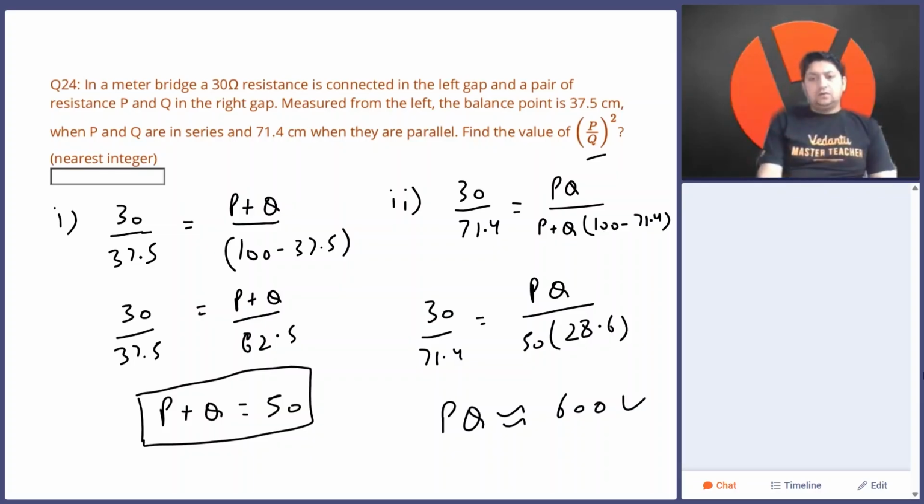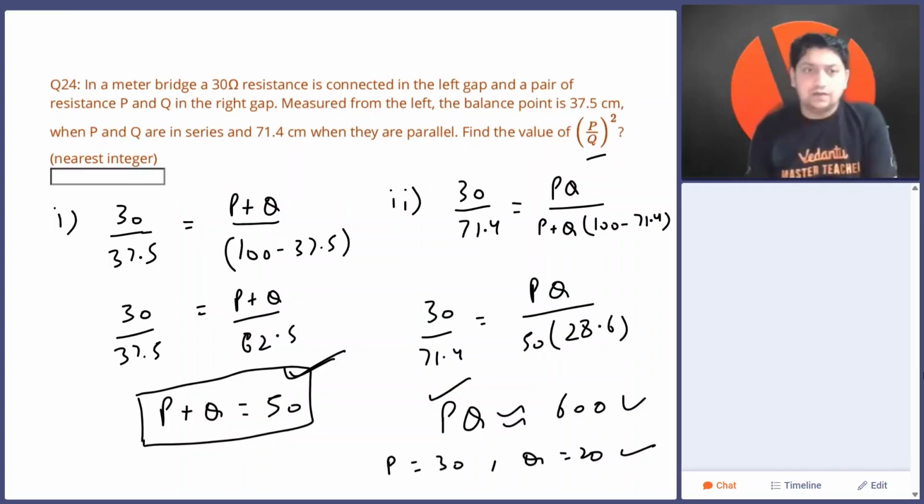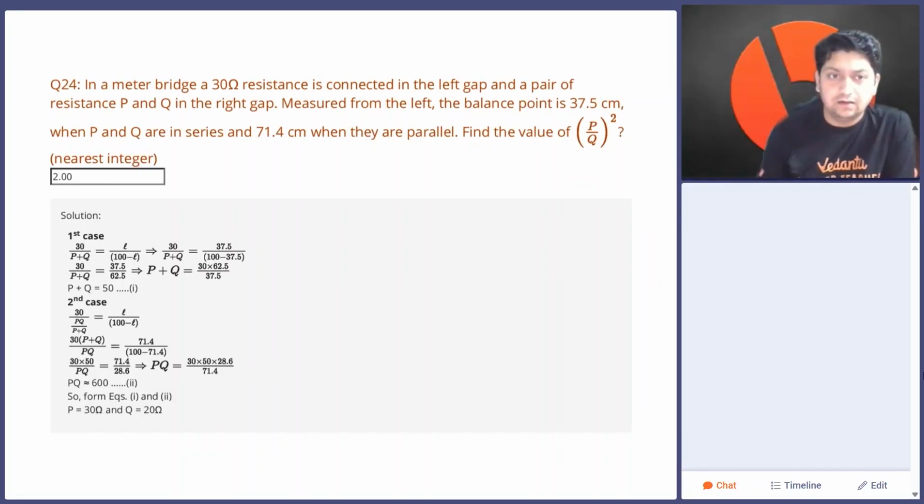Now P plus Q and P into Q both are known to us, and we can put the value of P in terms of Q or Q in terms of P using these two equations, and find out the values of P and Q, which will come out to be 30 and 20. You can put the values and then squaring can be done, and we will get answer 2 as the correct answer. So this is how you will be dealing with it.